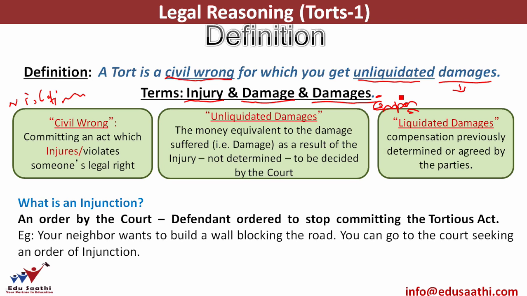First of all, we start with civil wrong. Civil wrong means committing an act which injures or violates somebody's legal right or someone else's legal right. So before understanding civil wrong, we will understand the difference between civil wrong and other wrong which is done in society, criminal wrong, which will help you understand the concept of civil wrong better.